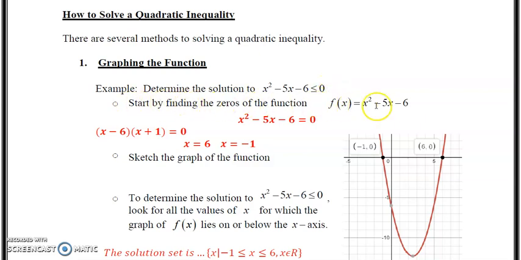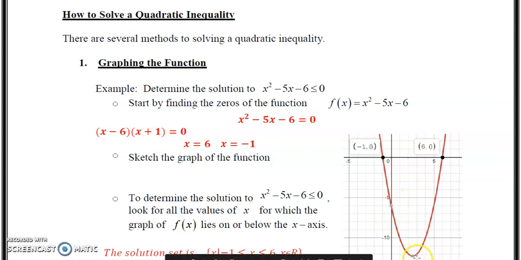So remember, start by finding the zeros of the function. So I've sketched the curve. x squared minus 5x minus 6 is equal to 0. I factor, I get the two x values, x equal to 6, x equal to negative 1. I sketch my graph. Again, we have (-1, 0) and (6, 0) for your x-intercepts, and your y-intercept obviously comes from the original right here, which is negative 6.